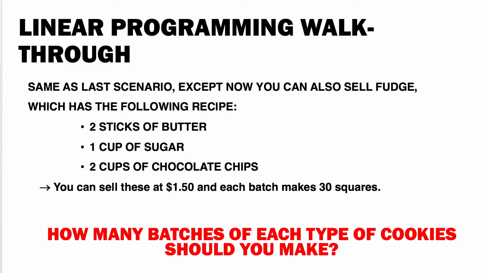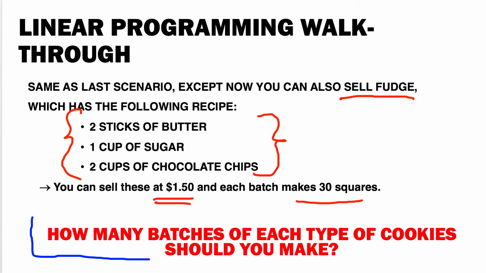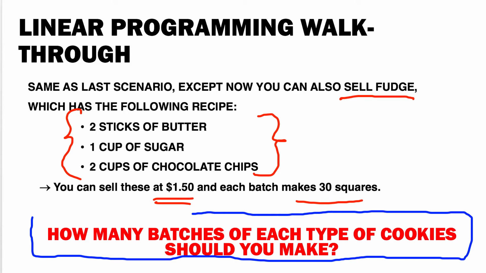This Excel demo will be based on the following example, which is the same as the last scenario, except now you can also sell fudge, which has the following recipe: 2 sticks of butter, 1 cup of sugar, and 2 cups of chocolate chips. You can also sell these at $1.50, and each batch makes 30 squares. Once again, our question is, how many batches of each type of cookies should you make in order to optimize your potential revenue?